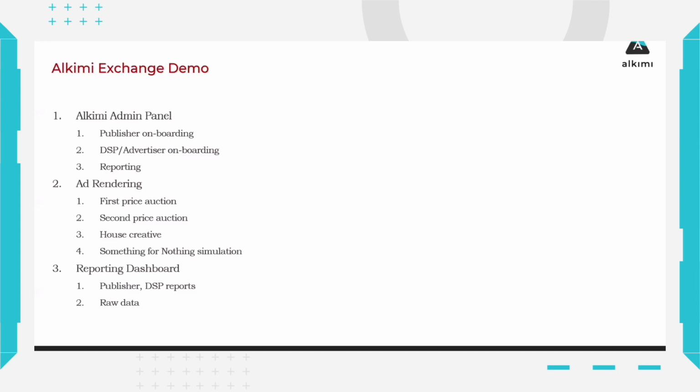Okay, so we move on to the demo now. The demo is split into 3 parts. The first one is about the Alkimi admin panel, a panel that we've created to onboard publishers and DSPs. It's also got a reporting dashboard. The second part is about ad rendering, and we see how bid requests come into Alkimi Exchange, how the auction is conducted, and the response is sent back to the publisher for ad rendering. And the third part of the demo is about the reporting dashboard and how reporting works on Alkimi Ad Exchange.